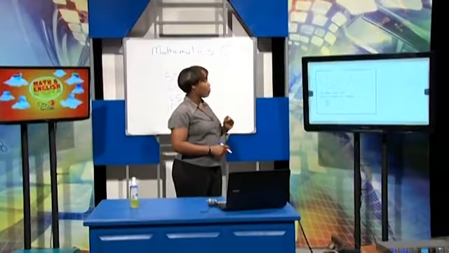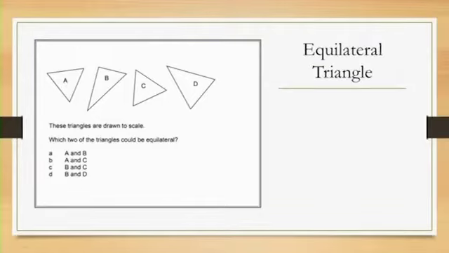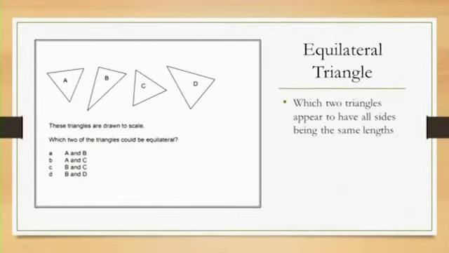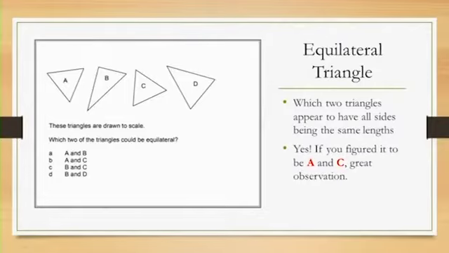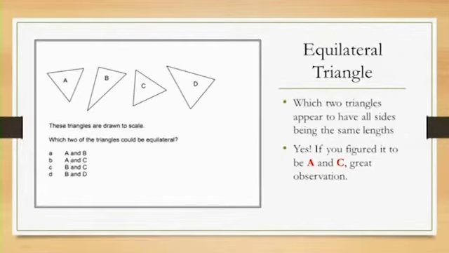So we have the next question. These triangles are drawn to scale. Which two of the triangles could be equilateral? Now remember, we just examined what equilateral triangle is. They must have all the sides equal, all the angles equal. So it's pretty much observation that you're looking at now and making an intelligent judgment. So if you realize that A and C are equilateral triangles, you did great. Your observation skills are excellent. All right, so that would be option B.